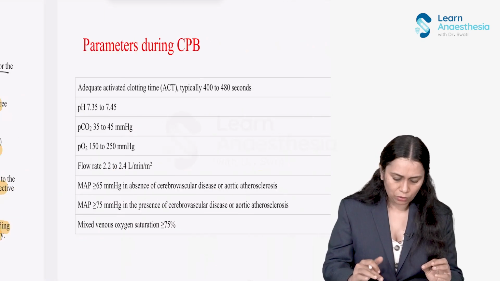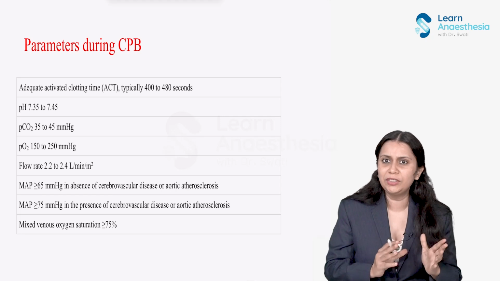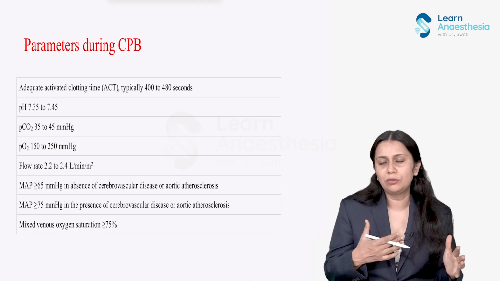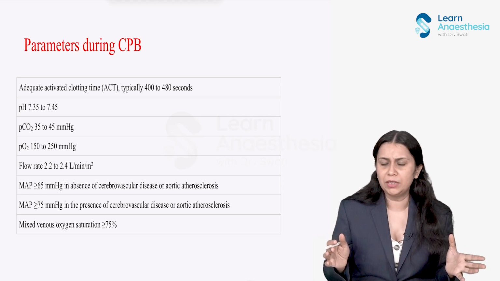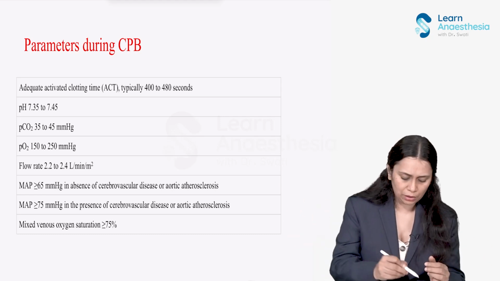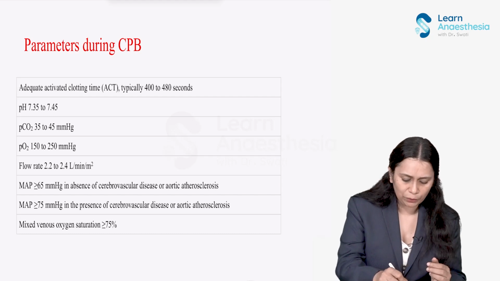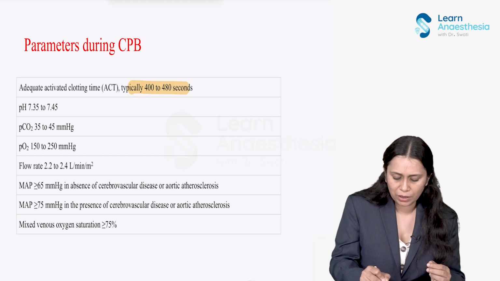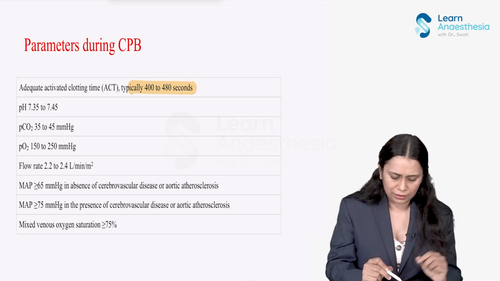Okay. What are the important parameters which we have to maintain during CPB? By point of care monitoring, like by monitoring the ACT, monitoring the ABG. What should be the target parameters? Seeing the blood pressure of the patient, adequate. ACT during CPB should be typically between 400 to 480 seconds. We try to keep it above 480 seconds.